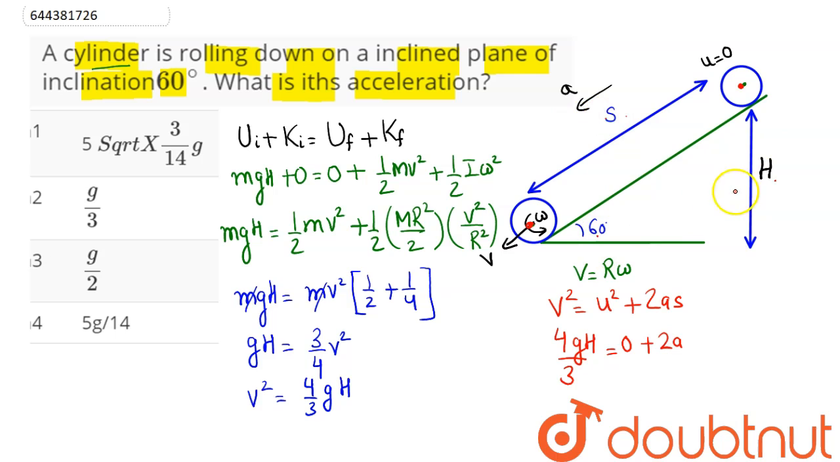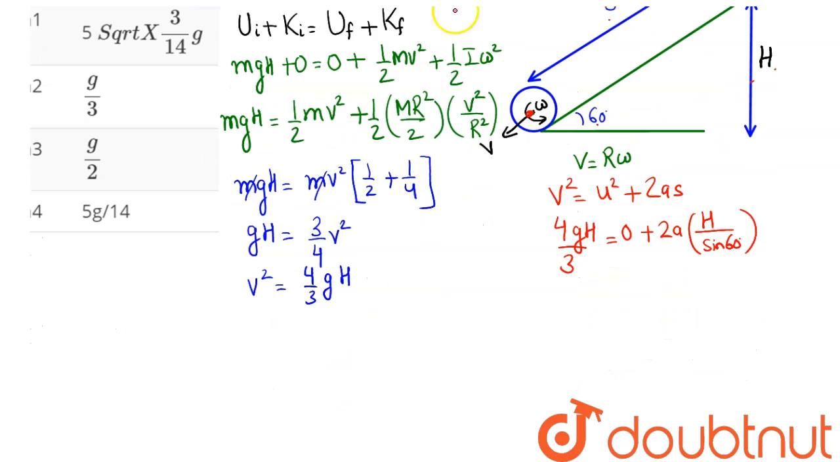can be written here as sine 60 is equal to, in the diagram we can see, perpendicular by hypotenuse, hence s can be written here as h upon sine of 60 degree. Now this simplifies, cancelling h with h. So we have 4g upon 3 is equal to 2a, sine 60 is root 3 divided by 2, hence 2 and 2 cancels out.